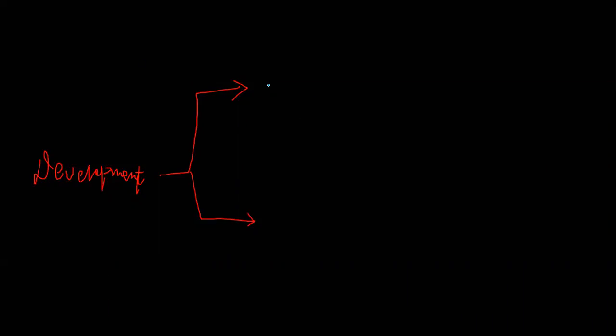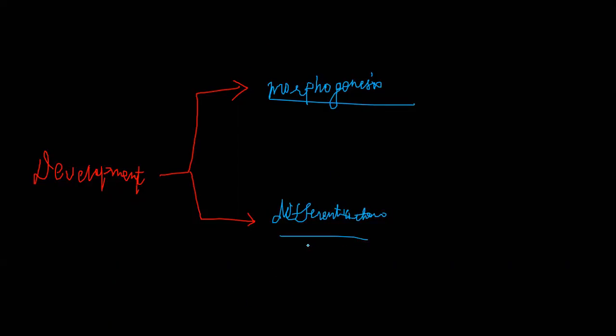So the first type is morphogenesis. Second one is differentiation. What do you mean by morphogenesis? Morphogenesis can be referred to as the development that takes place in the shape of cells or organs.